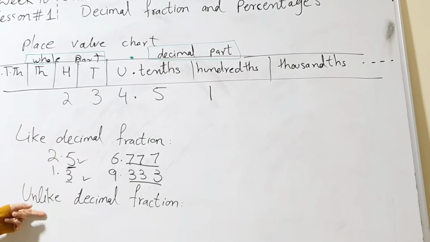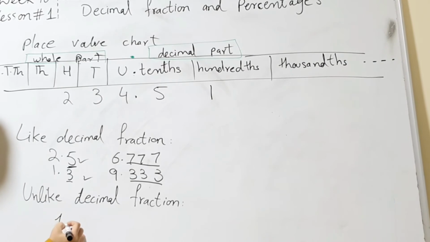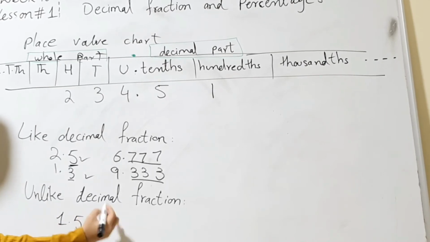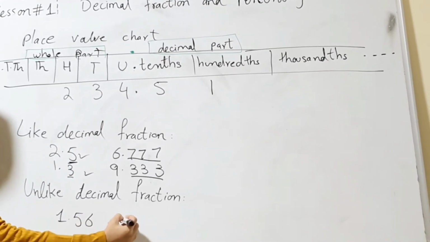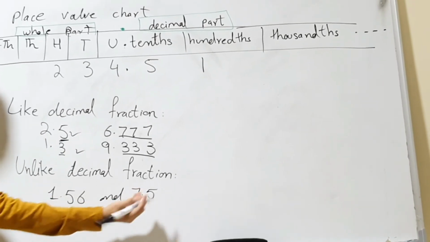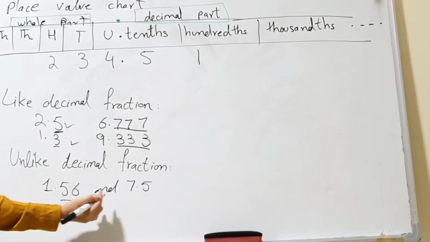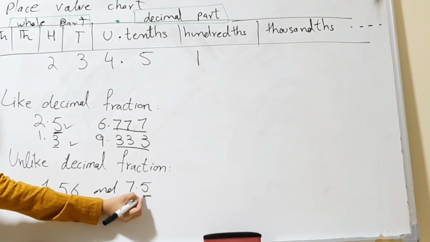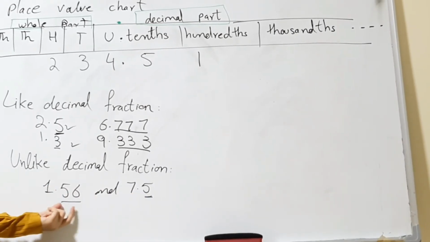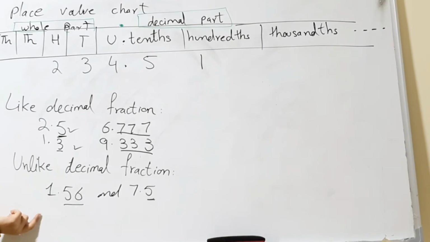And for unlike, if the decimal fractions does not have same number of decimal places, then they will be called unlike fractions. For example, 1.56 and 7.5. In 1.56 we have 2 decimal places, and in 7.5 we have 1 decimal. So these both are unlike decimal fractions.